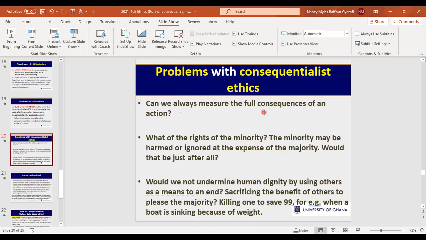Now it's clear to you that at the time you were making the decision, you didn't really know the full consequences of your action. Can we ever finish measuring the consequences of an action? Should we ignore the right of the minority because majority says something? You see? Then would we not undermine human dignity, by using others as a means to an end? I've said that already. So far as the end is good, we care less about the means. Should we use human beings as a means to an end?